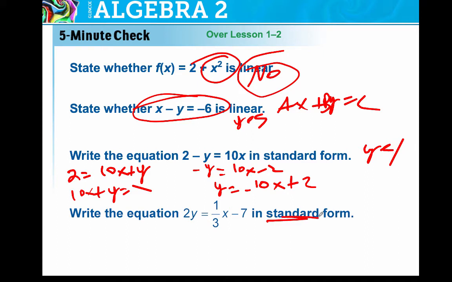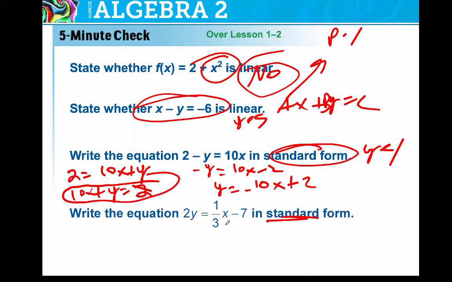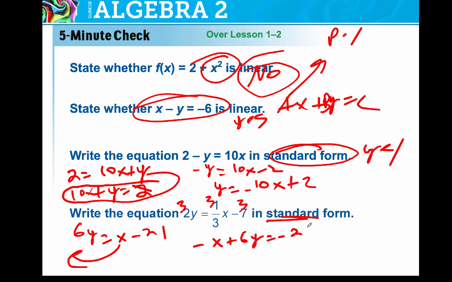We're not. Standard, oh, they wanted this in standard form, so I guess I solved that right here. Here's standard form. Remember, in standard form, a has to be positive, and we're not allowed to have fractions. So I see this one right here. The first thing I'm going to do is multiply everything by 3 and get 6y equals x minus 21, right? And then I would probably move the x over here. Negative x plus 6y is negative 21. Multiply everything by a negative 1 to change those signs. x minus 6y equals 21. And there you have it.